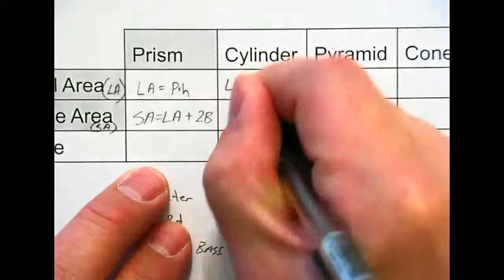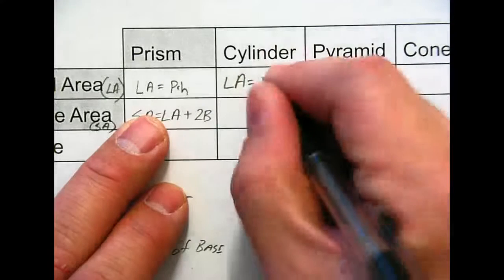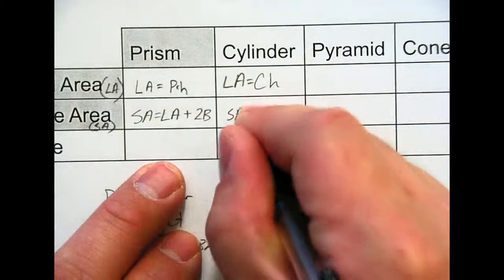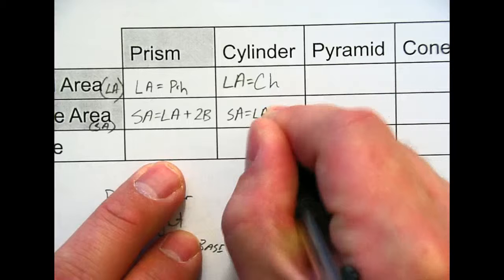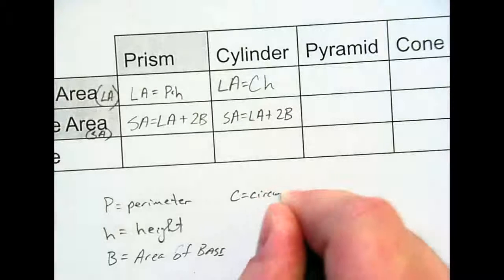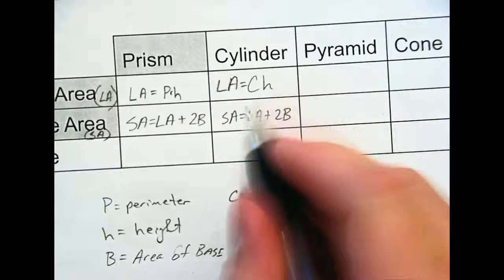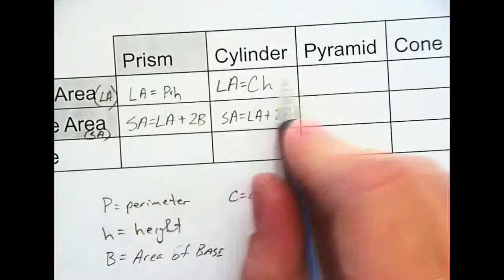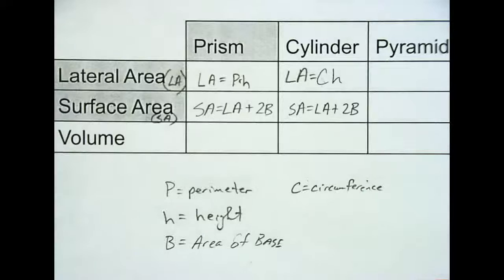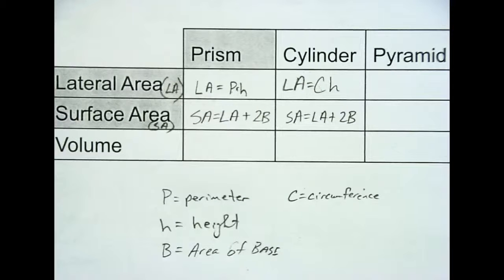lateral area really is the same formula, isn't it? It's just we don't call it perimeter, we call it circumference, but it's the same idea. And surface area is the exact same formula. So you may want to define what C equals. C is circumference. You may even make a note to yourself that your circumference is kind of like the perimeter of the circle. That's how these two things relate. All right. We good? Yep. Okay.